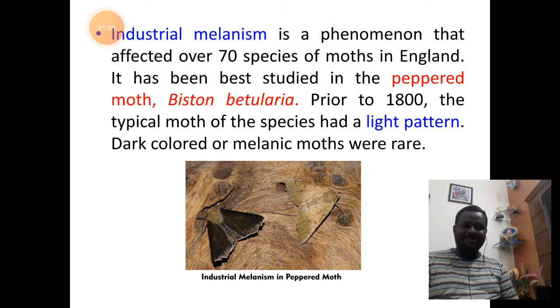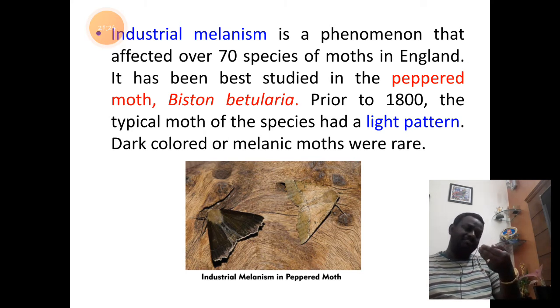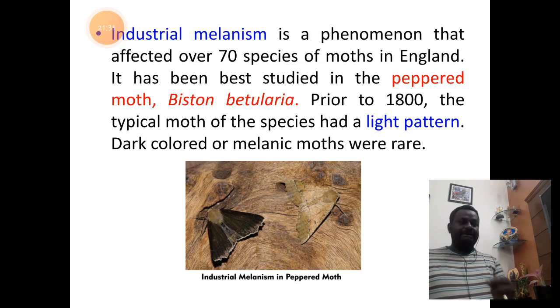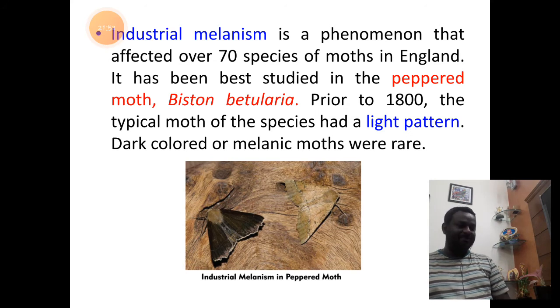When we look at the light colored peppered moth, it mimics the background on which it sits. Otherwise, I can say the color of the light peppered moth blends with the color of its background, that is the tree trunk. Whereas on the left side we find the dark peppered moth, that is the melanic form. It is easy to sight, easy to make out. So such darker melanic forms of moth were fed upon by predators like birds.